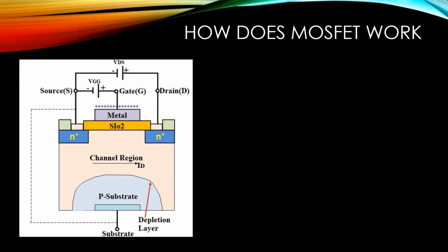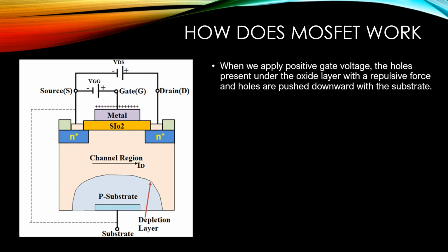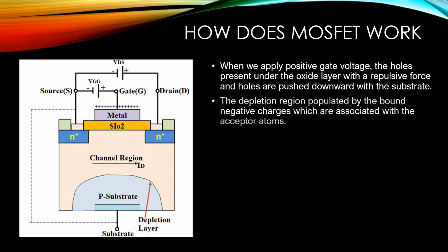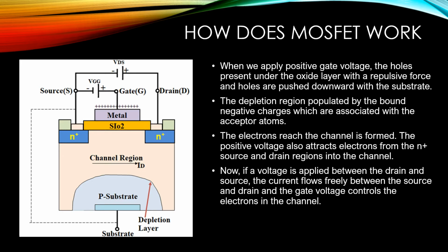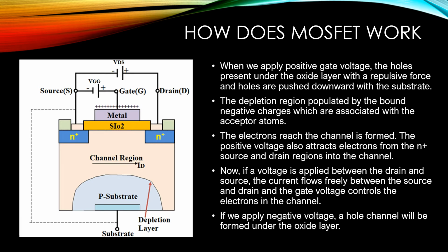So here we have the diagram of the working principle of a MOSFET. When we apply positive gate voltage, the holes present under the oxide layer experience a repulsive force and are pushed downward into the substrate. The depletion region is populated by the bound negative charges which are associated with the acceptor atoms. The electrons reach the channel and the channel is formed. The positive voltage also attracts the electrons from the N plus source and drain regions into the channel. Now, if a voltage is applied between the drain and the source, the current flows freely between the source and the drain, and the gate voltage controls the electrons in the channel. But if we apply a negative voltage, a hole channel will be formed under the oxide layer.